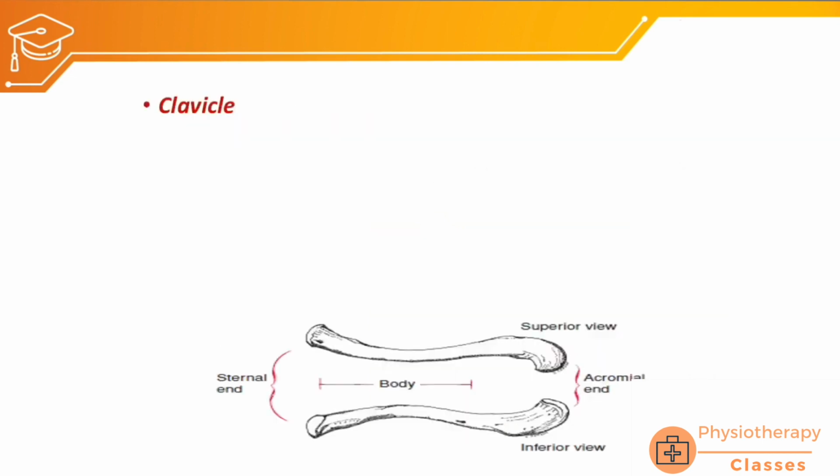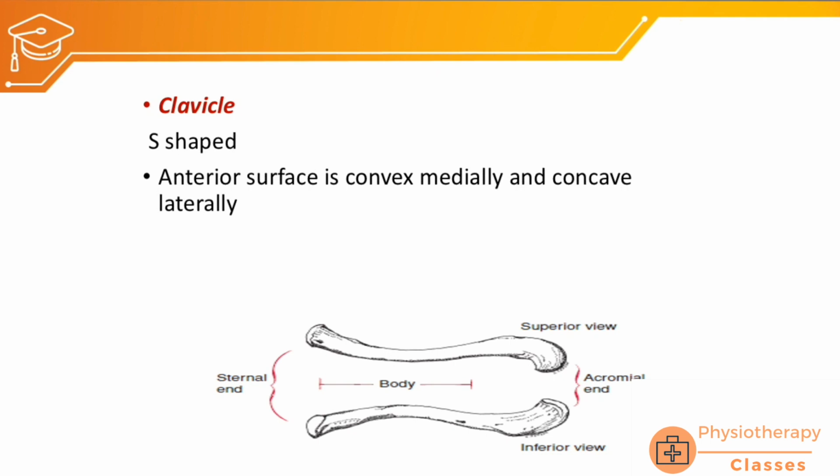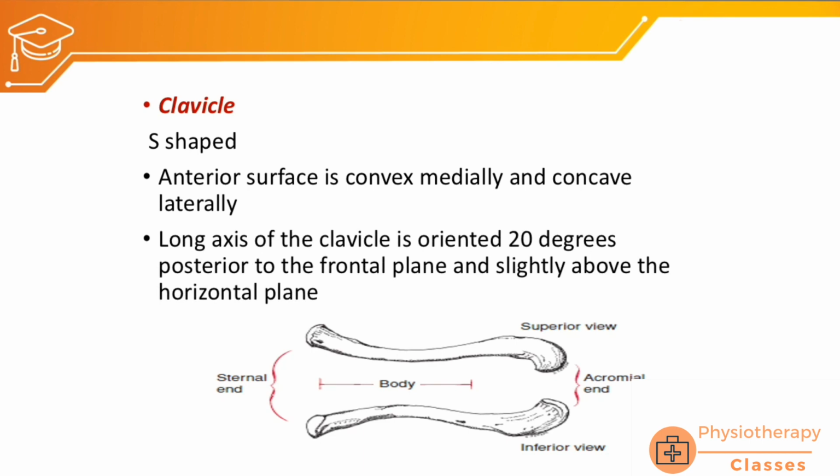The first bone that forms the shoulder complex is the clavicle. It is an S-shaped bone and the anterior surface is convex medially and concave laterally. The long axis of the clavicle is oriented 20 degrees posterior to the frontal plane and slightly above the horizontal plane. So the clavicle is positioned neither in the frontal plane nor in the horizontal plane. It is 20 degrees posterior to the frontal plane and slightly above the horizontal plane. So anatomically it is in a slightly elevated position.